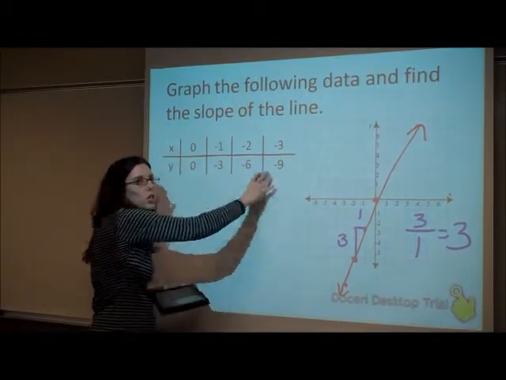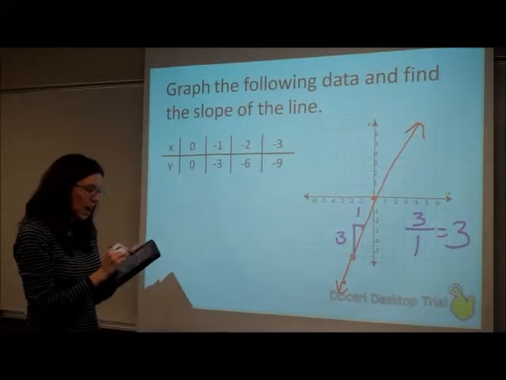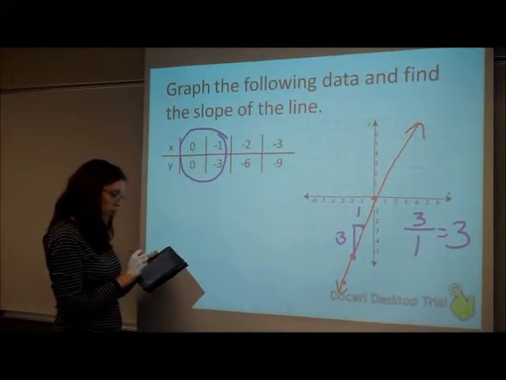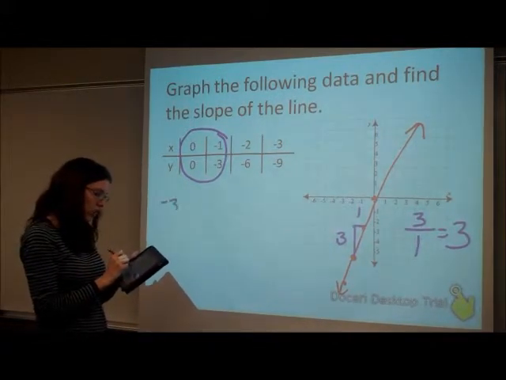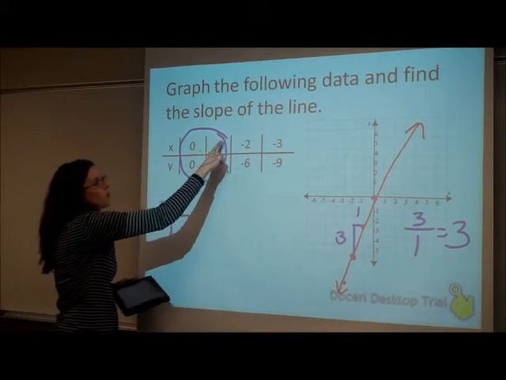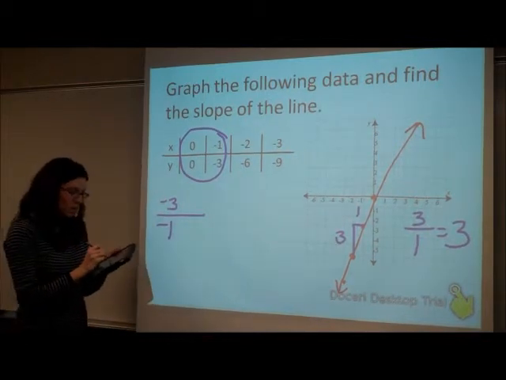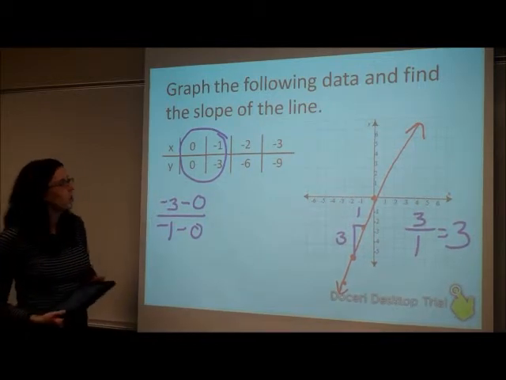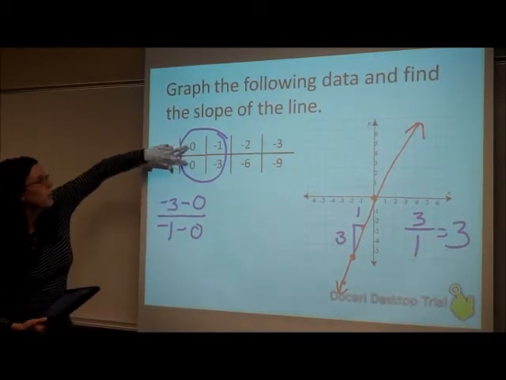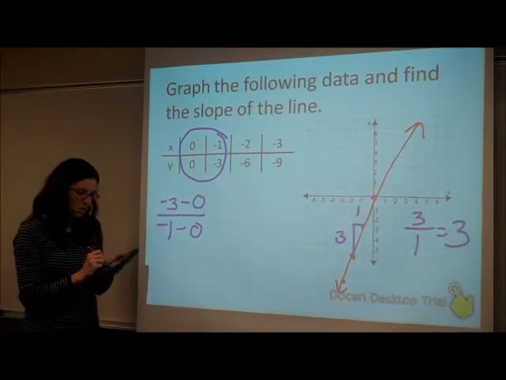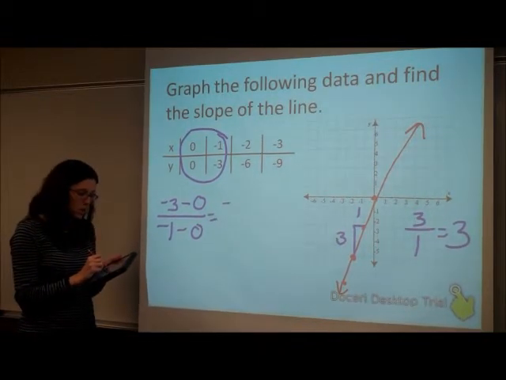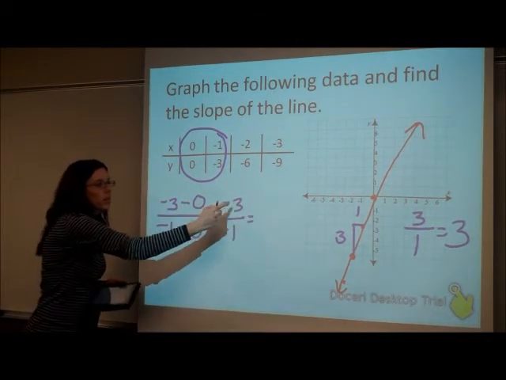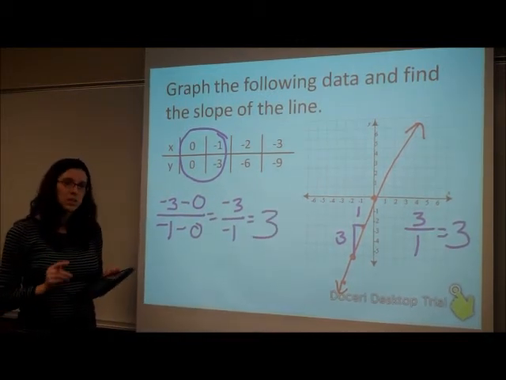Using the points, you can use any of these points. I'm going to use 0, 0 because that's very easy with my math. Okay? I'm going to start with the -3 over -1. Okay? Flip it. Minus, 0, 0. Use this as my other point. Okay? So here was one point, here's the other point. So -3 minus 0 is -3. -1 minus 0 is -1. -3 divided by -1 simplifies to 3.